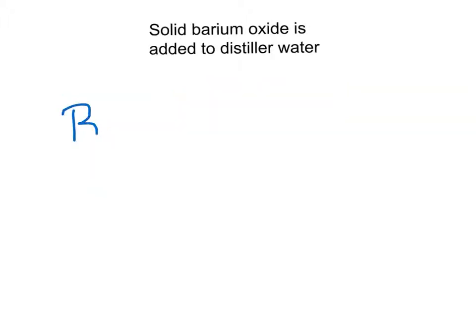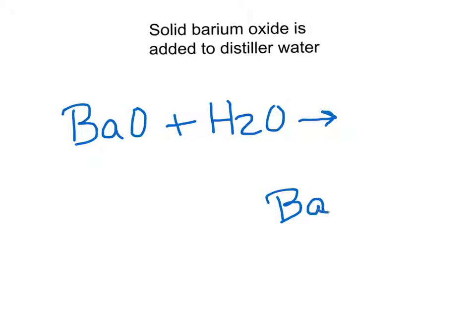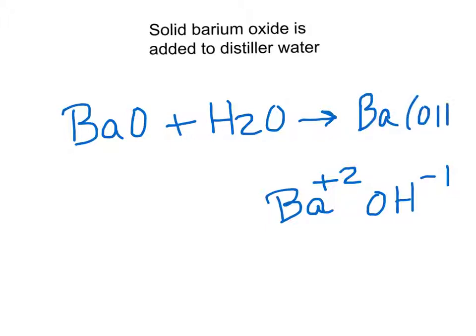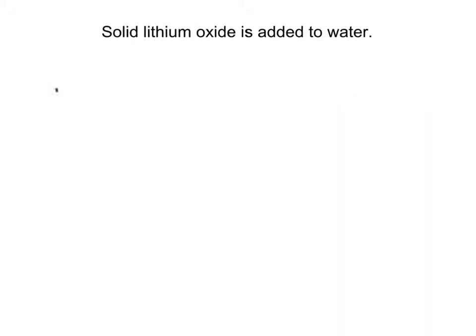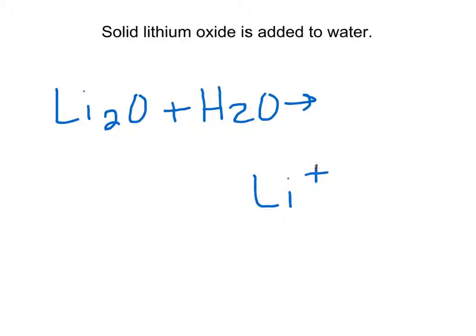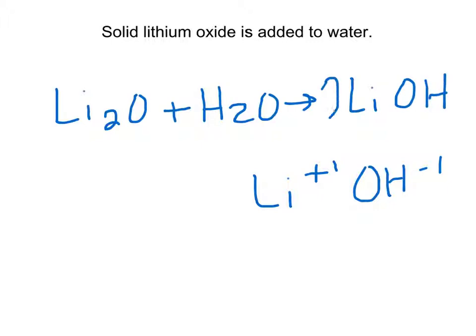Solid barium oxide is added to distilled water. So your metal ion is barium +2, and you'll put it with hydroxide -1. And so your formula is barium hydroxide, and this one happens to balance on its own also. Solid lithium oxide is added to water. So the ion is Li+1 and hydroxide -1. So the base is LiOH, and then you would balance.